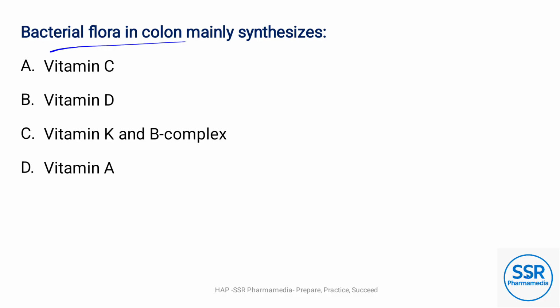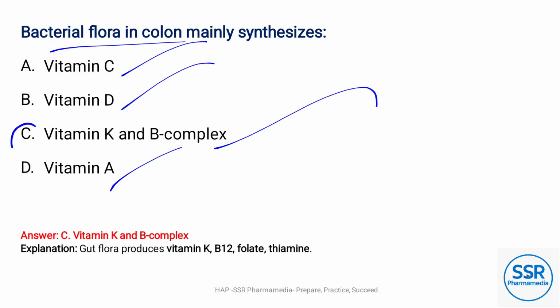Bacterial flora in the colon mainly synthesize: option A, vitamin C; option B, vitamin D; option C, vitamin K and B complex; option D, vitamin A. So the answer is option C, vitamin K and B complex. So gut flora produces vitamin K, B12, folate and thiamine.